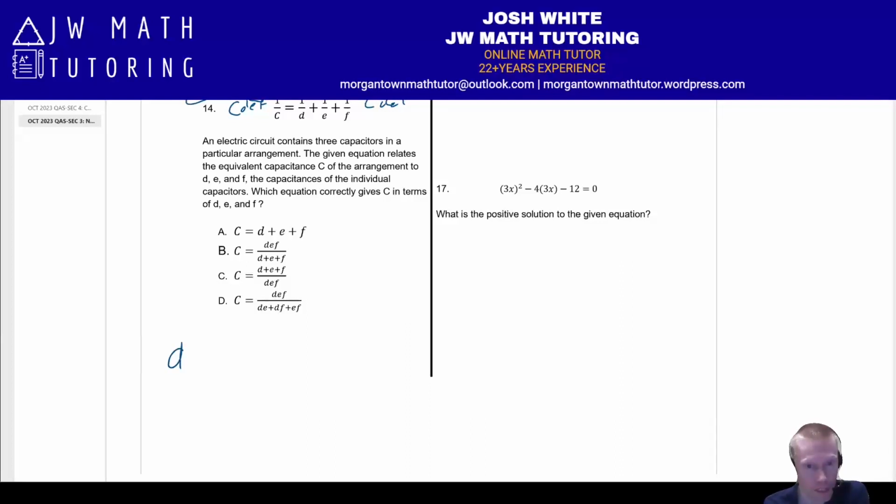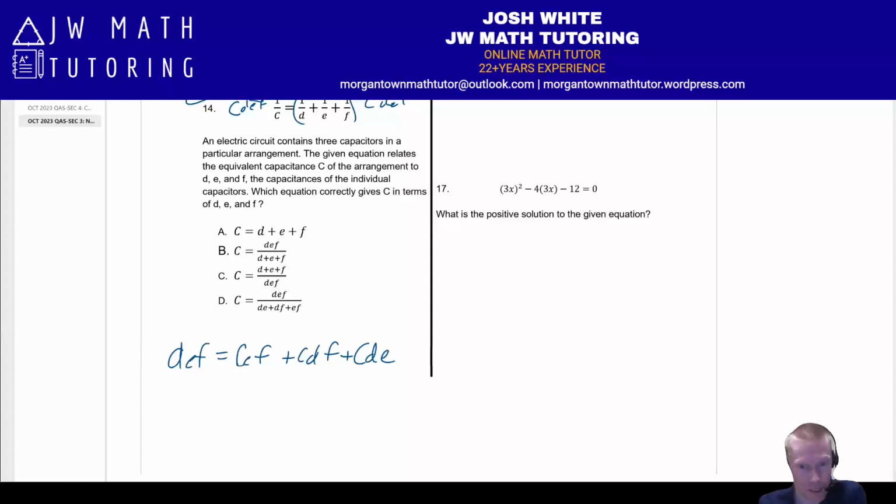So on the left side, you're going to get D, E, F. And then for the here, since technically it's in parentheses, you're going to distribute. You're going to get C, E, F. Then the next one's going to be C, D, F. Third one's going to be C, D, E.